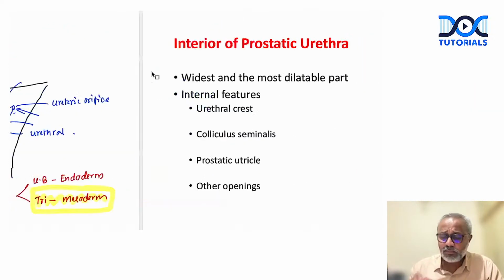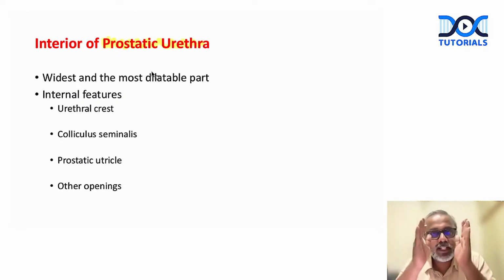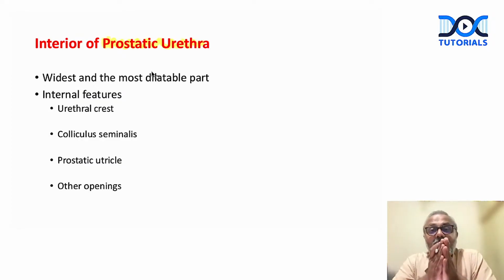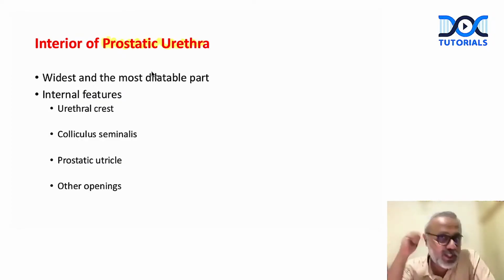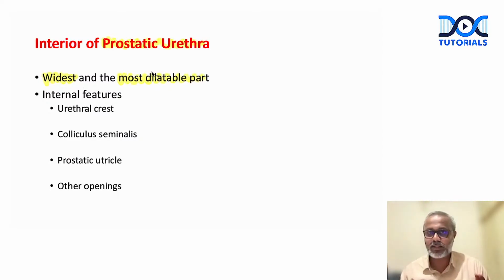Now, one more important urinary organ on which we can have the question on interior of its feature is the prostatic urethra, right? Of course, this is present only in males. The beginning part is what we refer to as the prostatic urethra. Now, for the prostatic urethra, at least mention one line saying that this is the widest and the most dilatable part of the urethra. This could fetch you some marks.